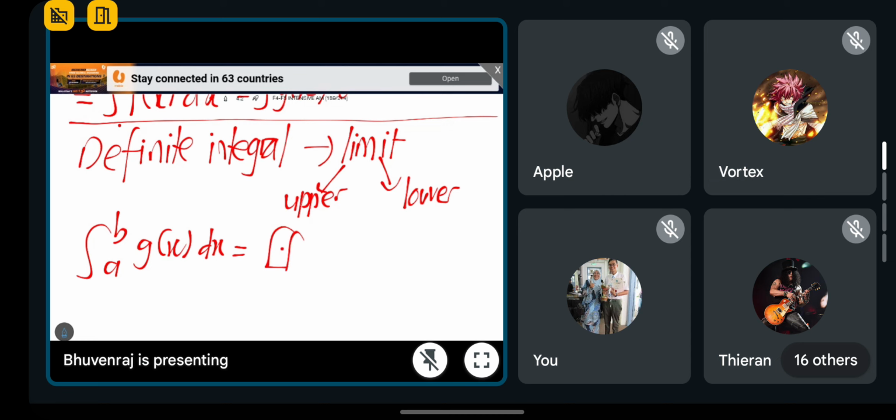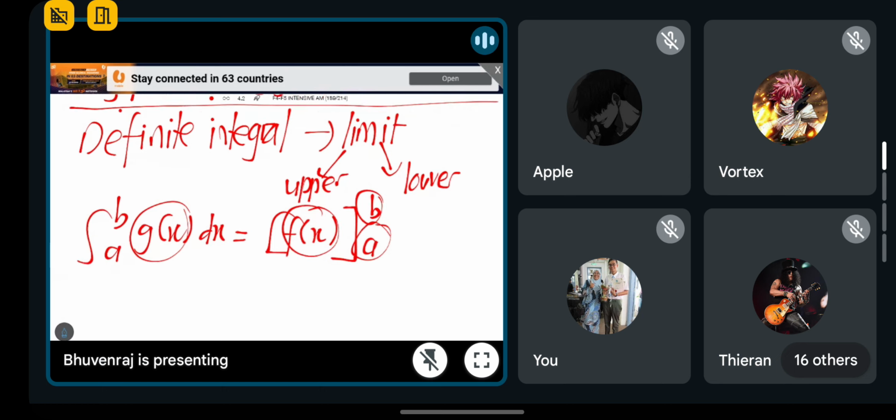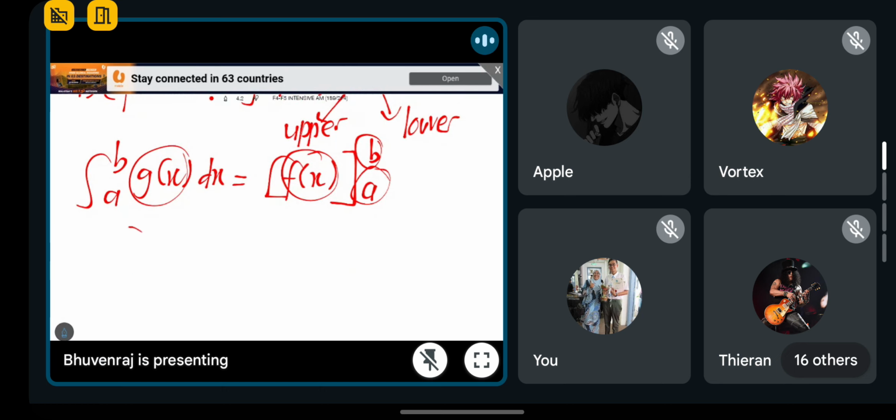You will get something like this, fx. Fx only. There is no plus c here, because this one is definite integral. Fx is the new function from gx. That is why I put the symbol fx. So then you get your b and a. Let us try with one example, because this one will be greatly used when you find your area and volume. This concept is very important.